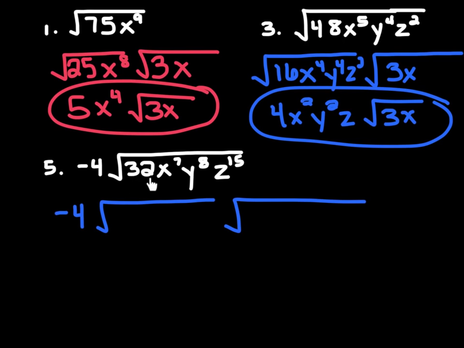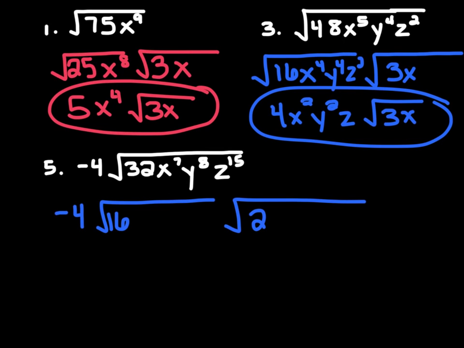Just like the last problem, there's more than one perfect square that divides evenly into 32, like 4 and 8. We could break that up in 2, but it's not the biggest perfect square. The biggest perfect square that divides evenly into 32 is 16. So I'm going to put a 16 here, and since 32 divided by 16 is 2, we'll put the remaining 2 over here.